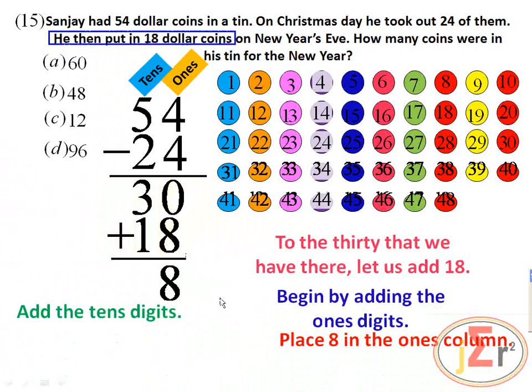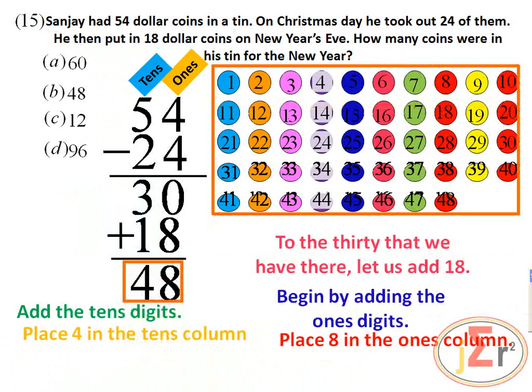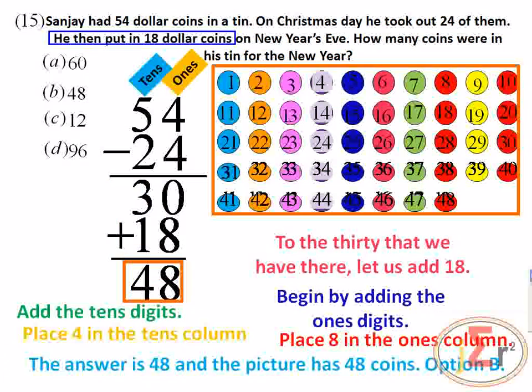And what is the other one? 1 plus 3, or 3 plus 1, and that will give 4. And that will give you your 48 coins. The answer is 48. And the picture has how many coins? 48 coins. So we are verifying that option B is correct.